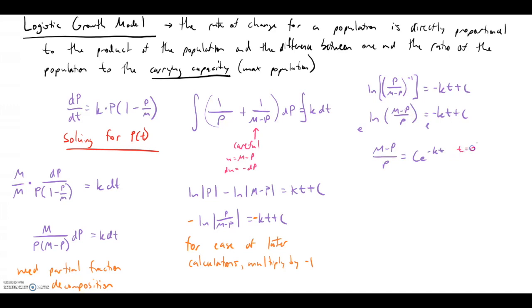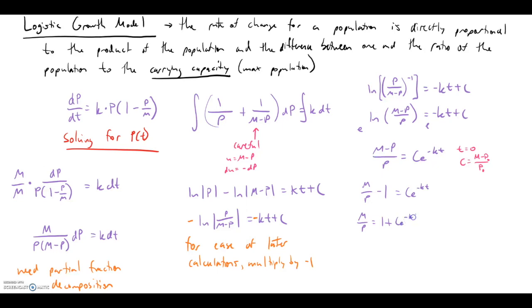Note that when t equals 0, that will make e to the negative kt equal to 1, and that c value in front will equal m minus p over p, or more specifically, our carrying capacity minus the initial population, all divided by the initial population. And now we get the purpose of wanting the reciprocal of that fraction from before. We can now rewrite the left side as m divided by p minus 1 equals c times e to the negative kt. Adding 1 to both sides, we'll get m over p equals 1 plus c times e to the negative kt.